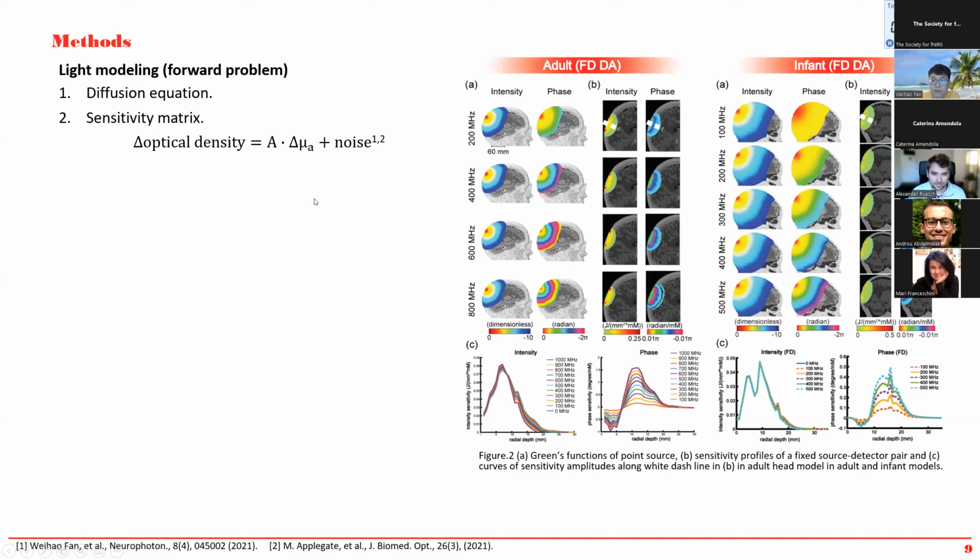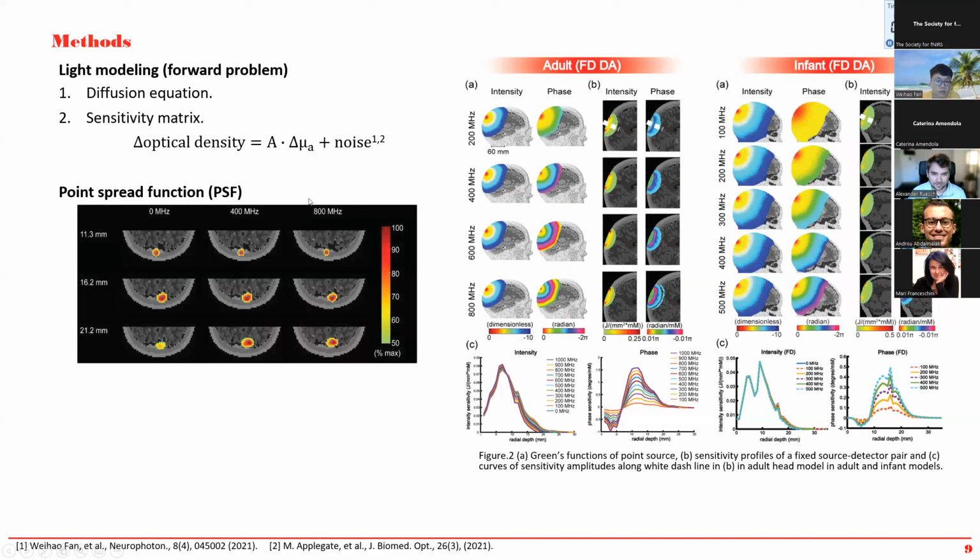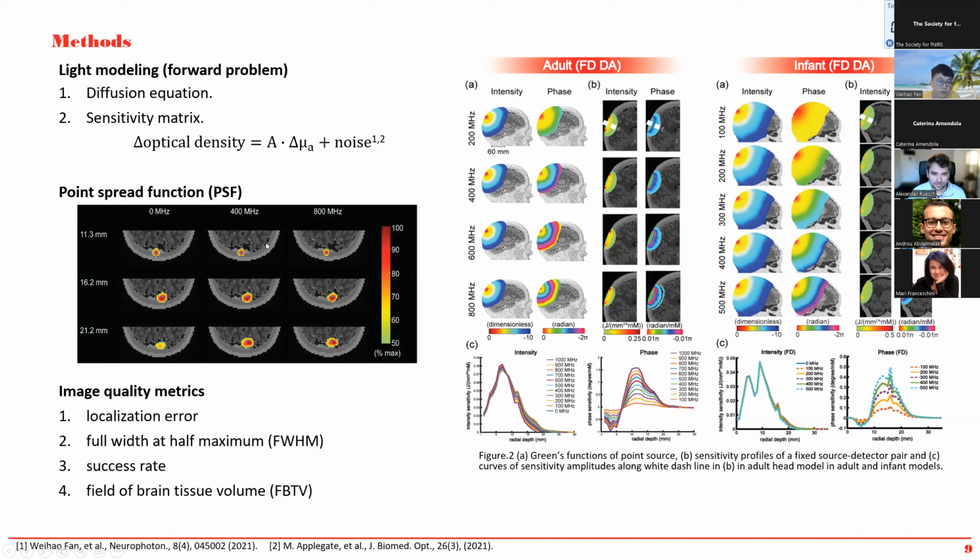And we can find that in the infant head, the light can cover more region of the brain. Then we simulate the brain point spread function in the infant brain to quantitatively evaluate the image quality. We focus on these 4 image quality metrics, which are localization error, full width at half maximum, the success rate, and the field of view in the brain tissue.